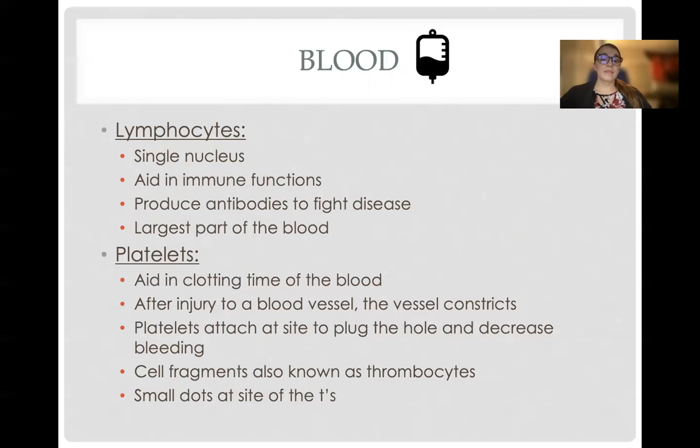Eventually, they're going to start to dry out and become that scab, which will then aid in protection for that wound. Now, we can see cell fragments of platelets, especially when we do blood smears, and these are known as thrombocytes. They look like little small dots.